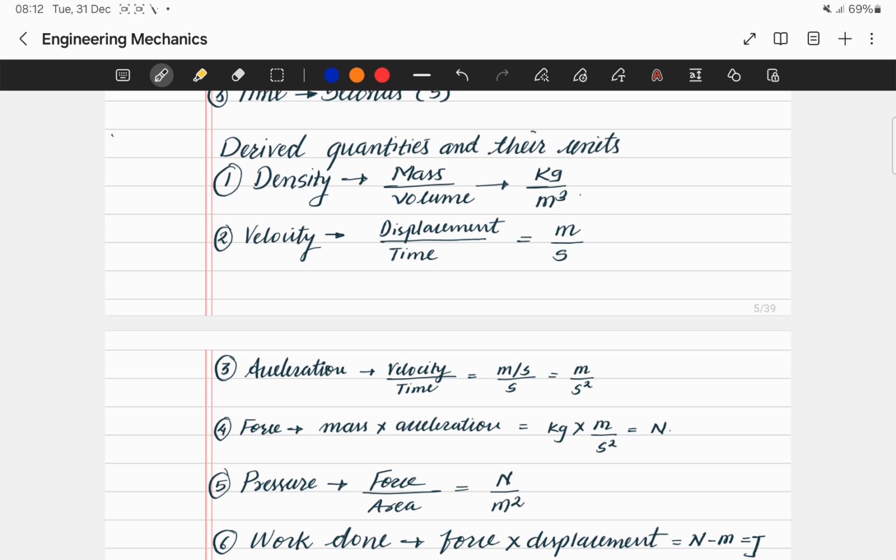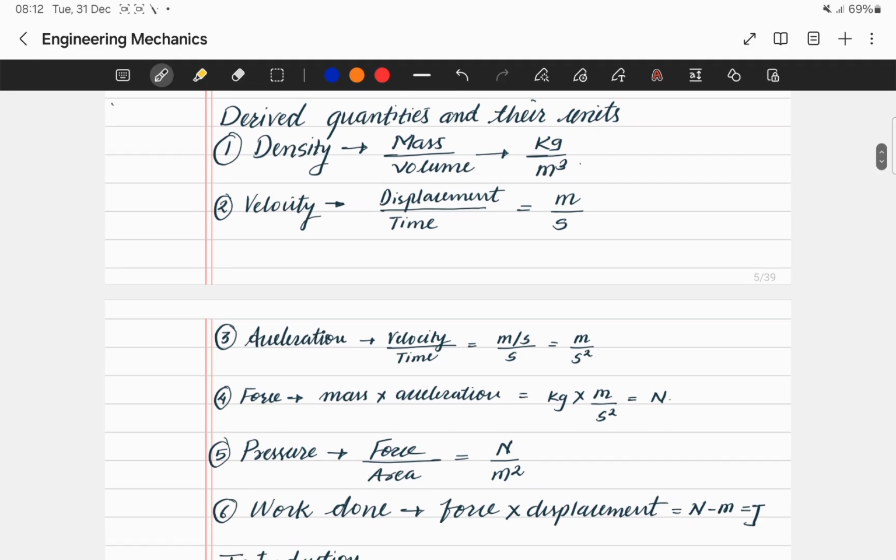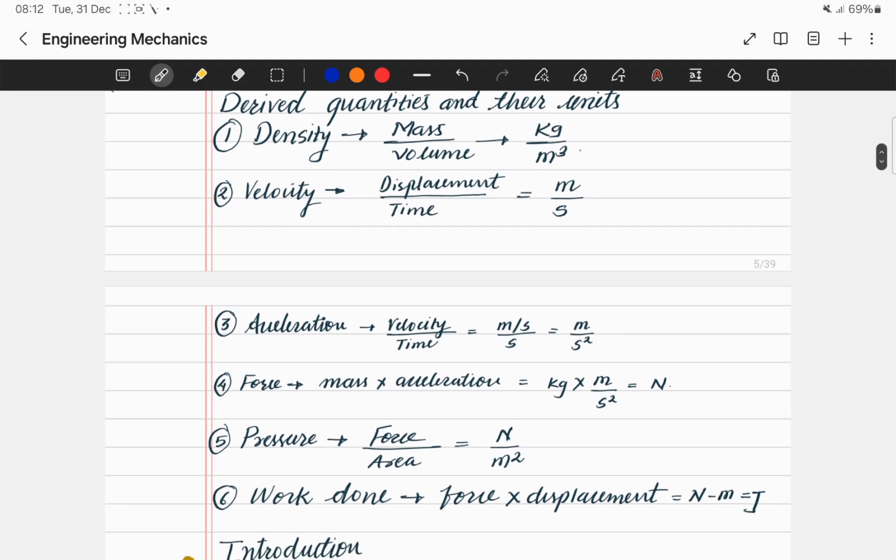Density is nothing but mass upon volume. Mass is measured in kg and volume is measured in meter cube. So kg per meter cube is the derived unit for the derived quantity density. Just like that, velocity is displacement upon time. Displacement is nothing but length, so it is measured in meter, and time is measured in second. So velocity is meter per second.